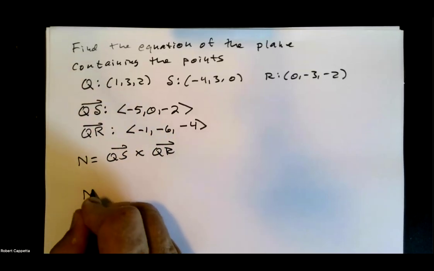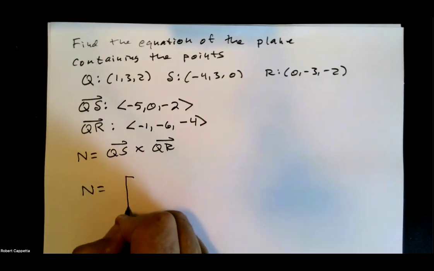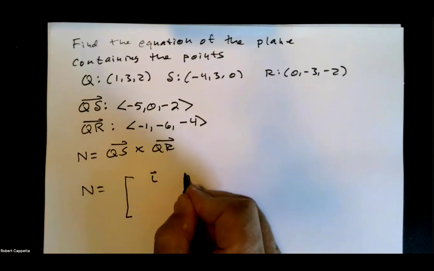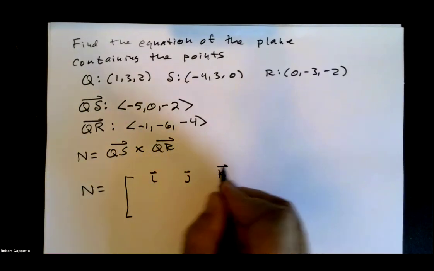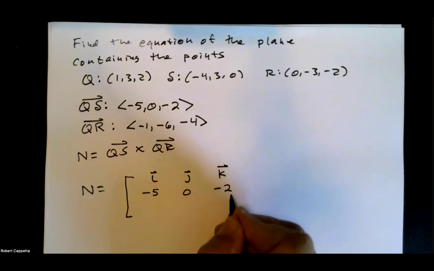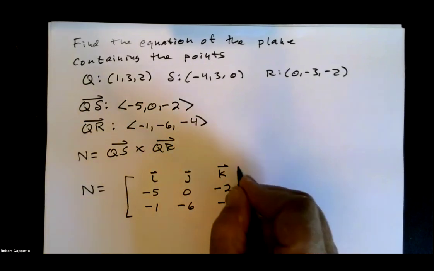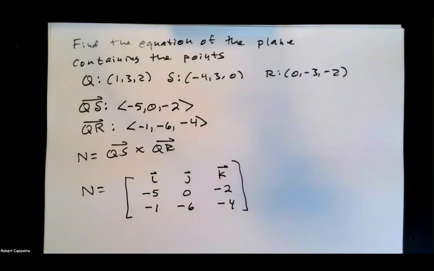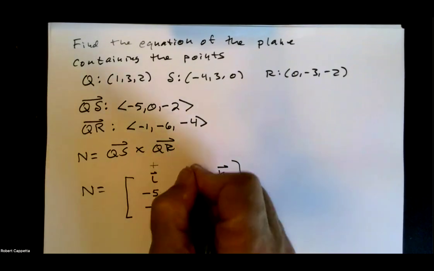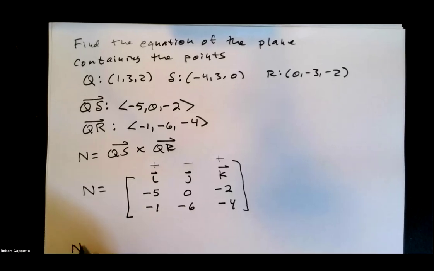So let's set that up. It's our usual strategy for a cross product. IJK across the top. And then negative 5, 0, negative 2 here. Negative 1, negative 6, negative 4 here. And let's remember that it goes plus, minus, plus across the top. Plus, minus, plus. So it's plus i times its minor, minus j times its minor, plus k times its minor. So what will that give us?